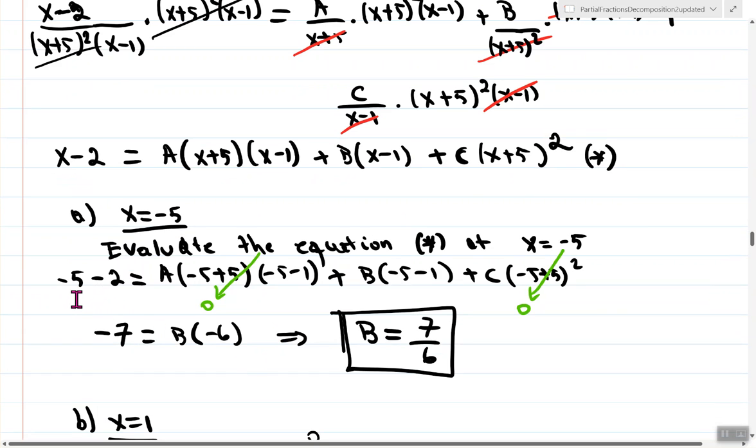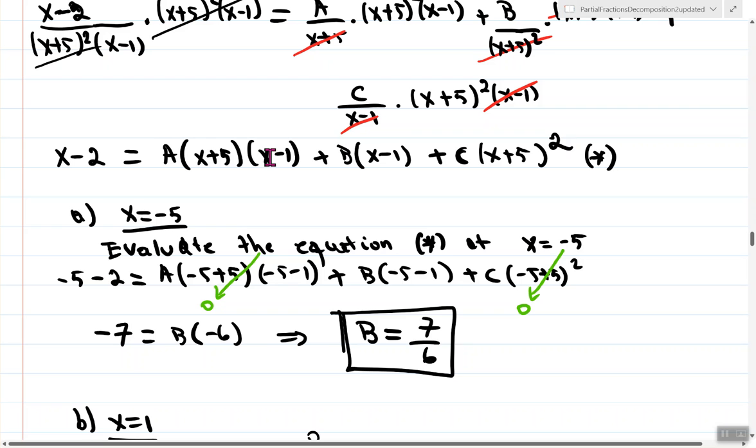On the left side, we're going to get negative 7. On the right side, this will be 0 because negative 5 plus 5 is 0, and 0 times any number is 0. So this goes away, the entire thing. So does this one: when x is negative 5, you get 0 times c. 0 squared is 0, times c is 0. So this goes. But only this, when x is negative 5, you get negative 5 minus 1, which is negative 6b. So you get negative 6b equals negative 7, which means 7 equals 6b. So b is 7 over 6. So we get the value of b.